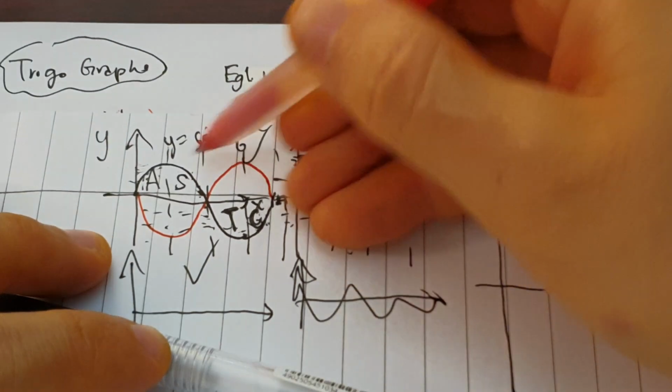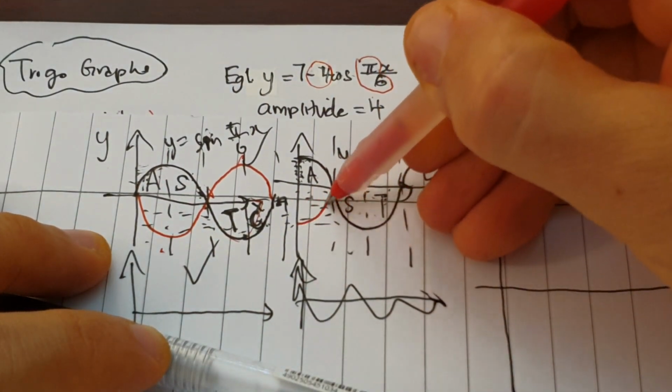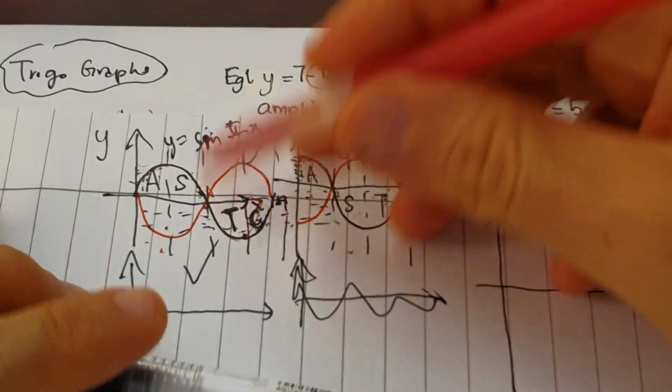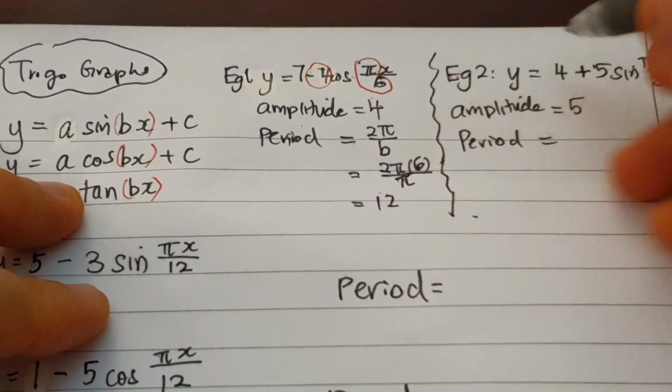Okay, it's flipped here. The positive becomes negative, the negative becomes positive. Same here. Flip, flip, flip. Okay, so I hope you understand these basics first. Now I will go to the next question.